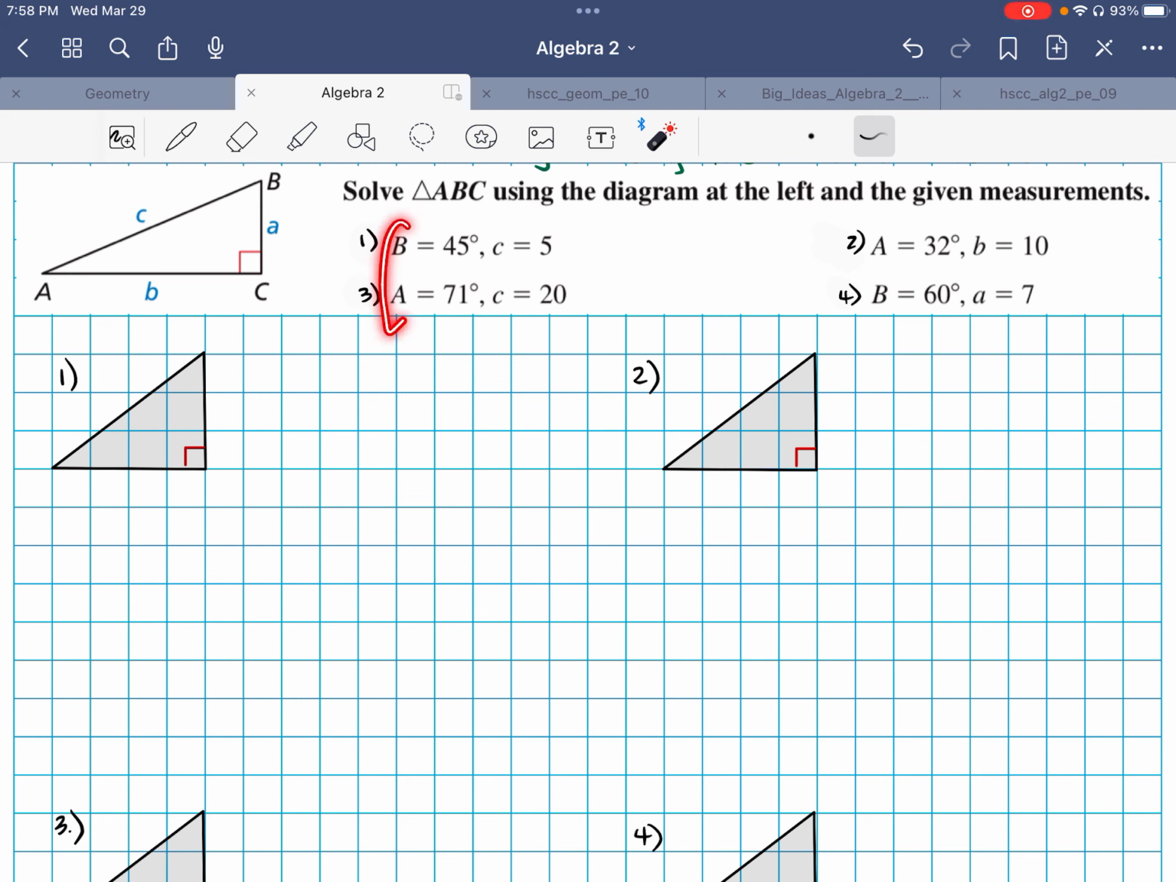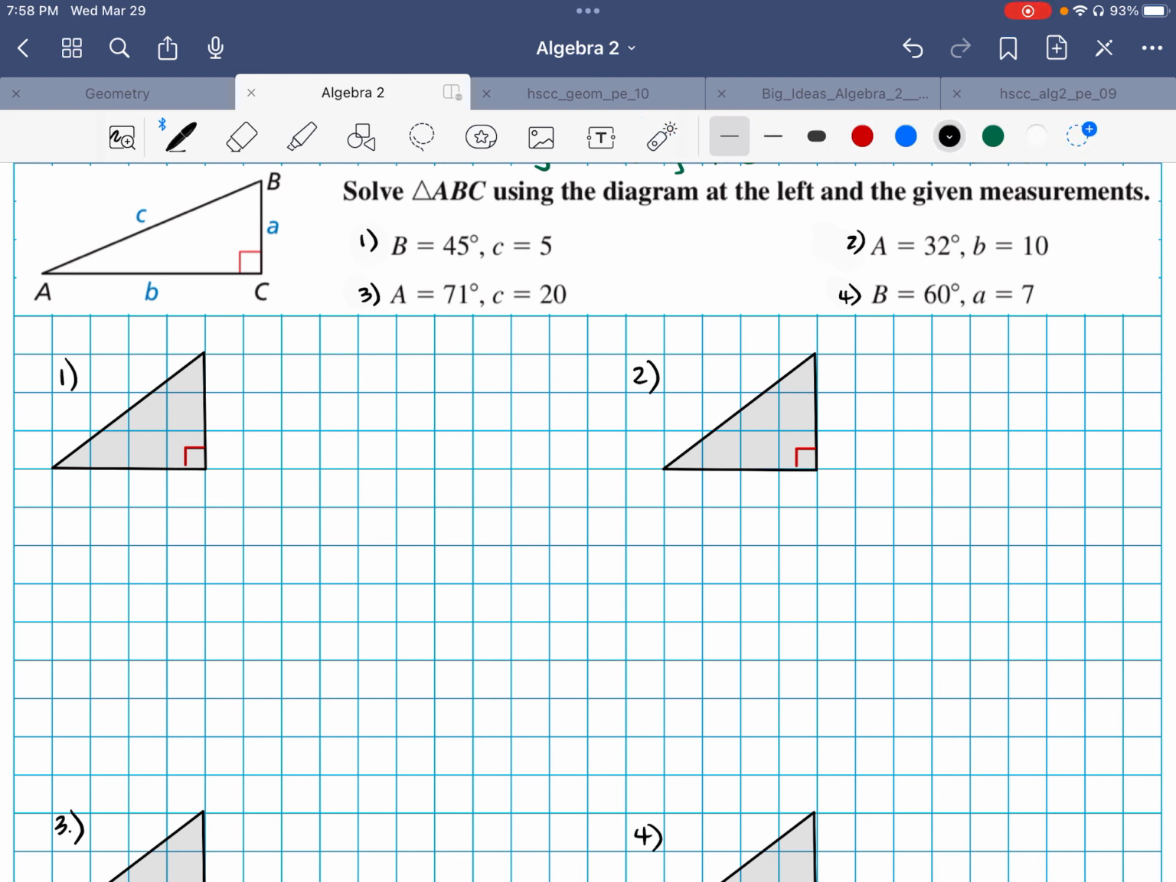Just as a reminder, uppercase letters are going to represent angles. Notice the uppercase letters all represent the angles. And then the lowercase letters, like the C's over there and the A and the B over there, those all represent the lengths of the sides, not to get confused. So uppercase and lowercase do mean different things. So let's go ahead and set up the very first problem.